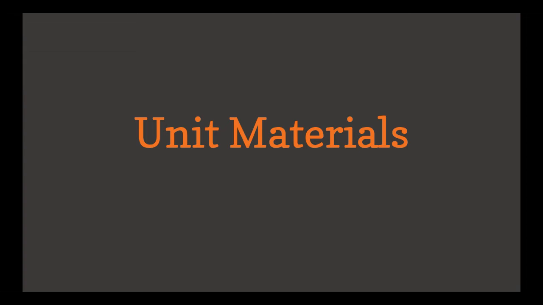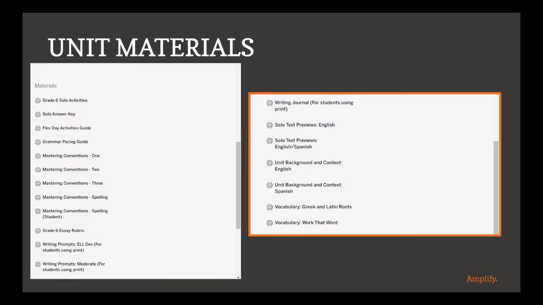Let's look at some materials that are included with the unit. Once again, to the right of your subunit overview are all of the needed materials for the subunit. Even if you're going to teach portions of this unit via print, it is still important to have access to these items throughout the unit. If you find yourself needing additional remediation materials or having some extra time in your curriculum, you can always utilize resources such as Mastering Conventions, Grammar Pacing Guide, or vocabulary modules.